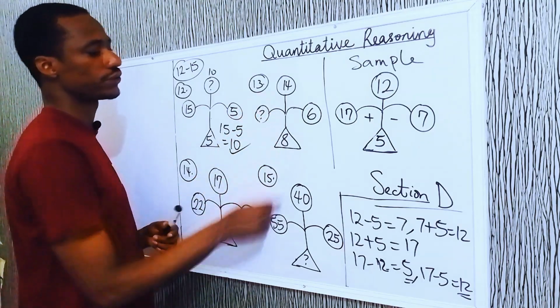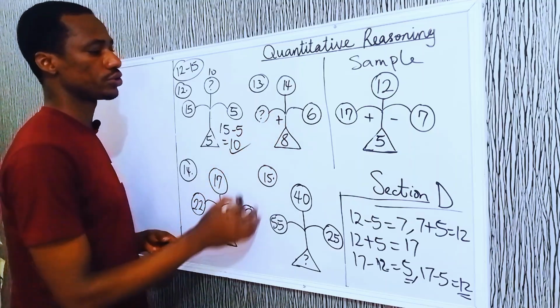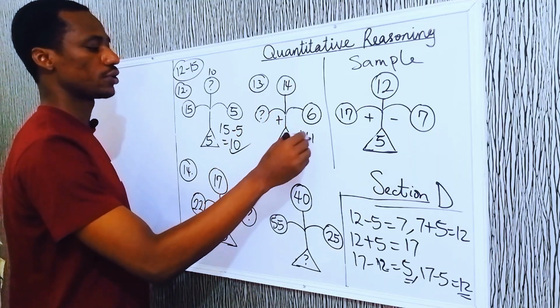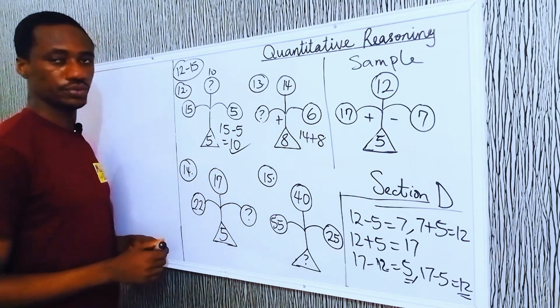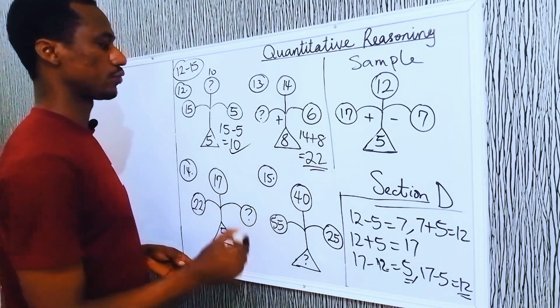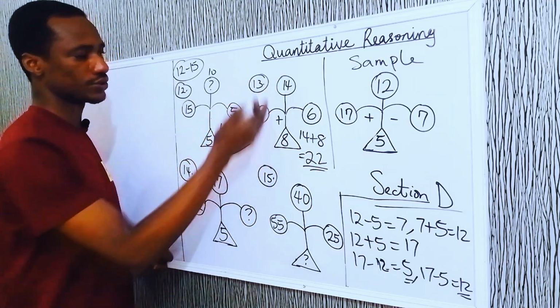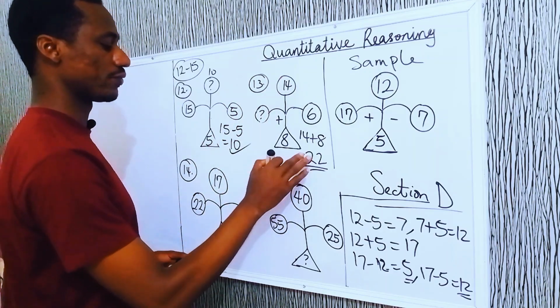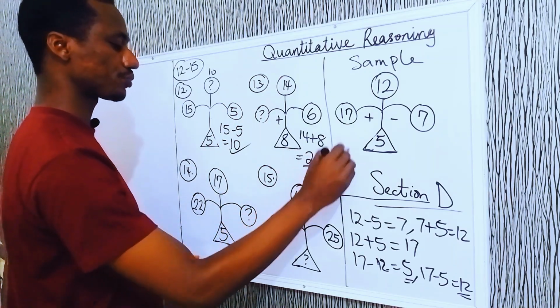So for this one, straightforward, right? We already know this side is addition. So we're doing 14 plus 8. 14 plus 8 is 22, right? All right. Then if we put 22 back here and then we just do 14 plus 8, we know that we are very correct. All right.